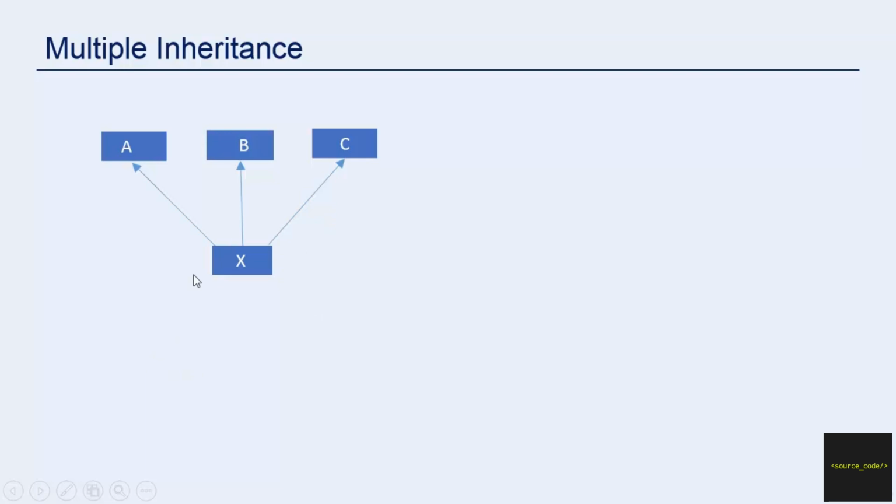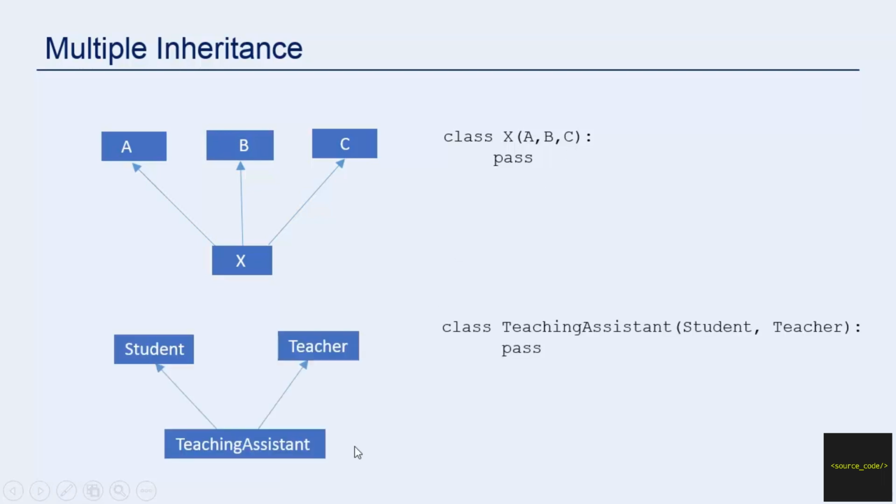For example, this class X inherits from classes A, B, and C. All the data members and methods of all these three base classes will be available in this derived class X. This is the syntax of defining a new class that inherits from multiple classes. All the base classes are placed inside the parenthesis. So this statement creates a new class named X that inherits from classes A, B, and C. Here's an example of multiple inheritance. A teaching assistant is a student who teaches also. So this class teaching assistant inherits from both the classes student and teacher.